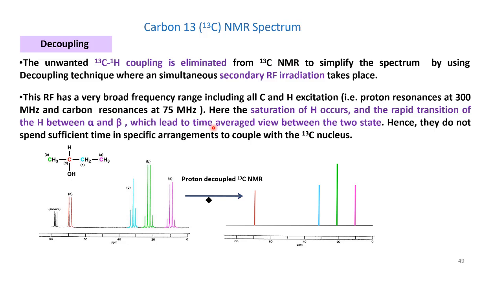So that's why we'll get a single peak, because the saturation of hydrogen will occur and the transition will not take place. So the time will be averaged out and the two states appear to be one. So hence we do not spend sufficient time in getting the coupled peaks. So the time is less. So with that we will get decoupled peaks.